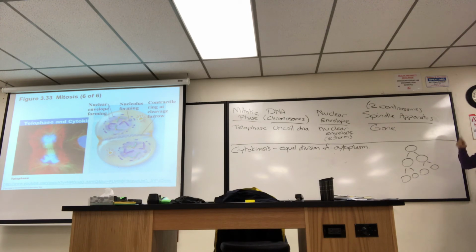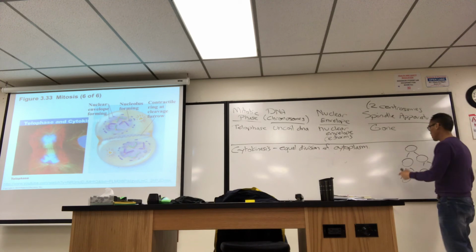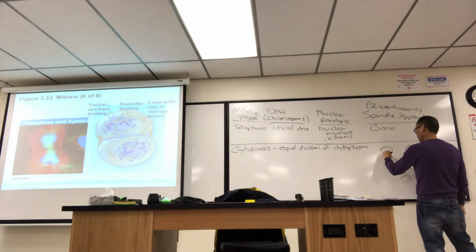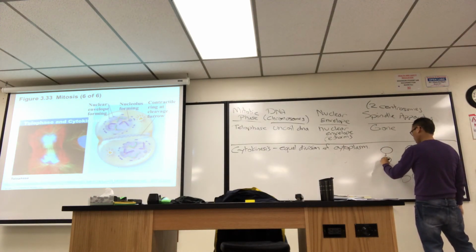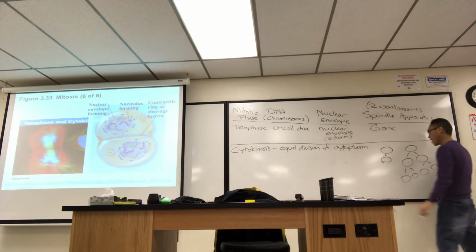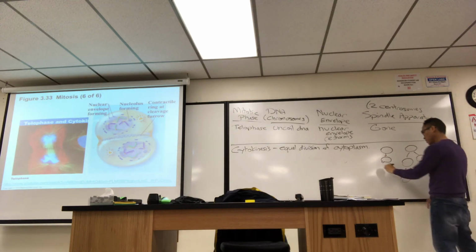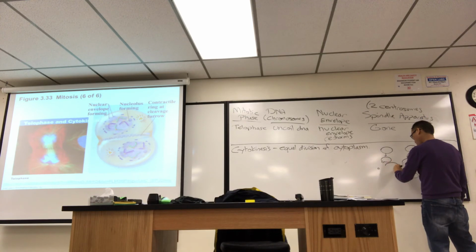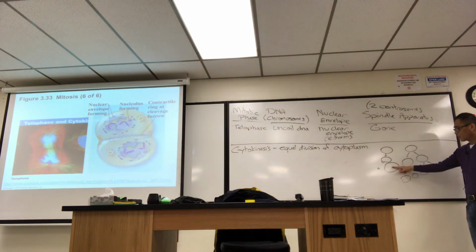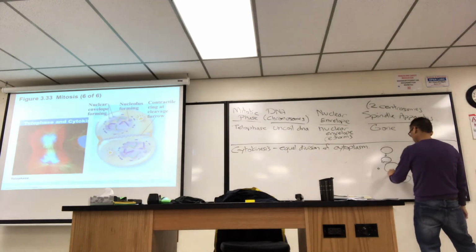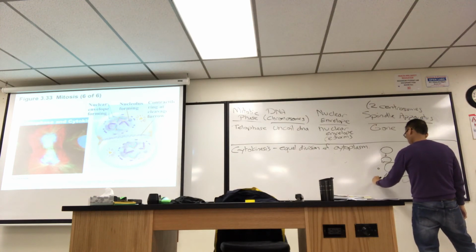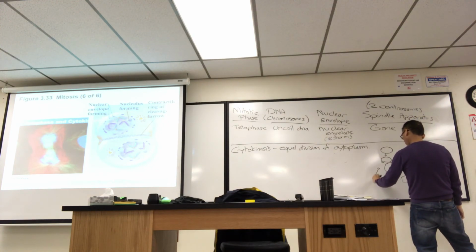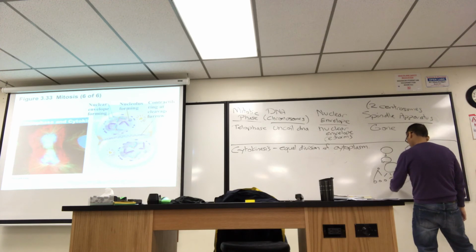The only example you'll learn that's not equal division is the oogenesis, the egg, in female repro. That's unequal. Instead of dividing equal, it kind of divides like that. A little one's going to pinch off, and you've got one big mama egg. And that's going to divide again. You're going to get, that'll divide, that'll divide.